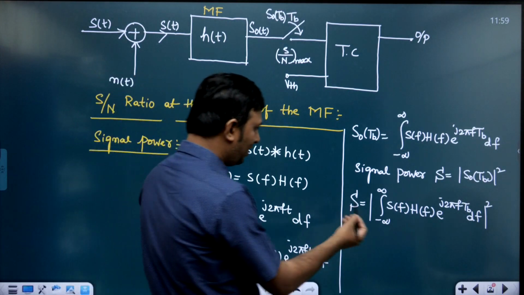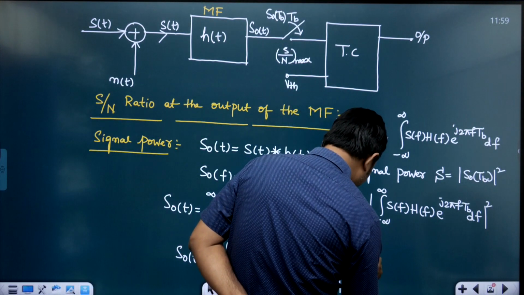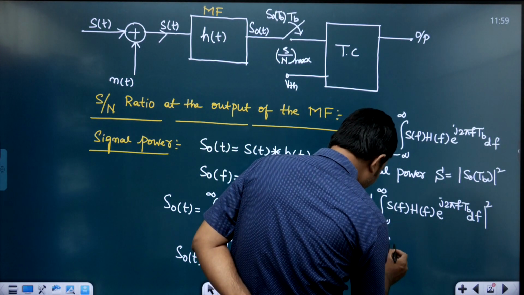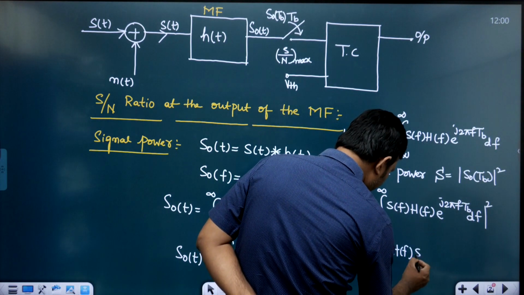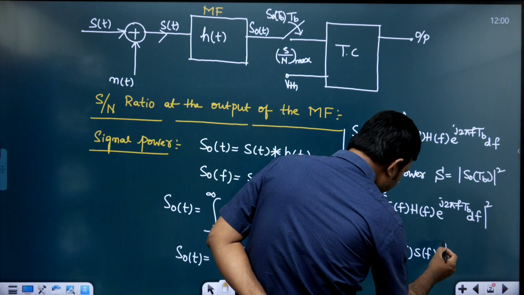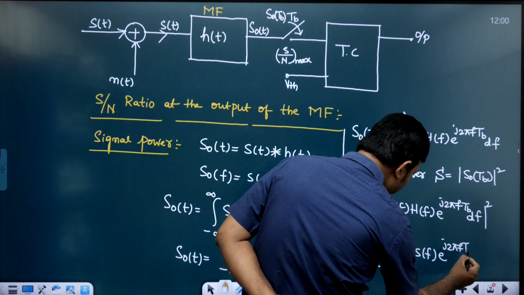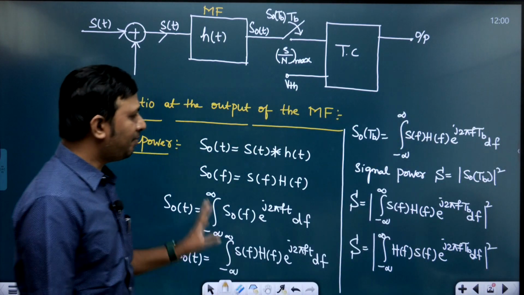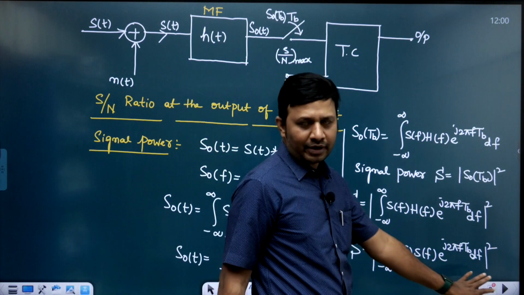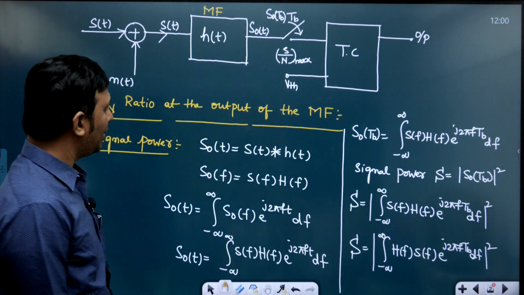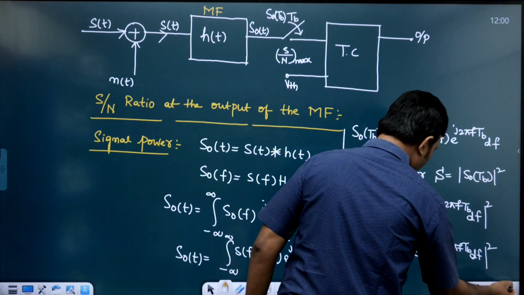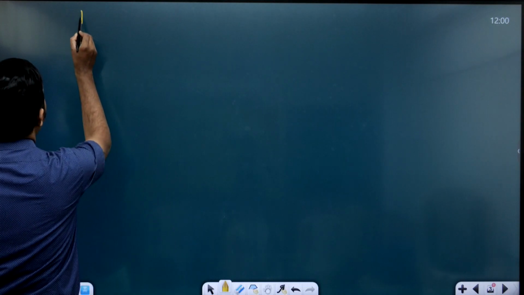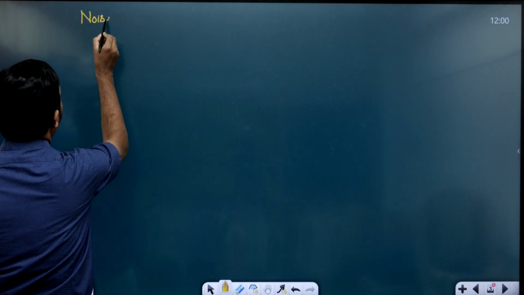Right? Again I can simplify this, a small simplification I am doing: integral minus infinity to infinity h of f into S of f into e power j 2 pi f tb df whole square. Right? Signal power anyway we calculated. Okay, signal power we calculated. Let us find out the noise power. Okay, so let me put the subheading noise power.